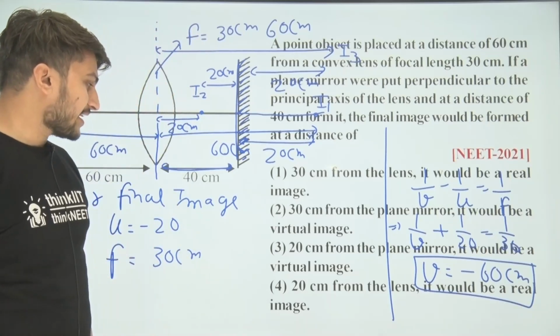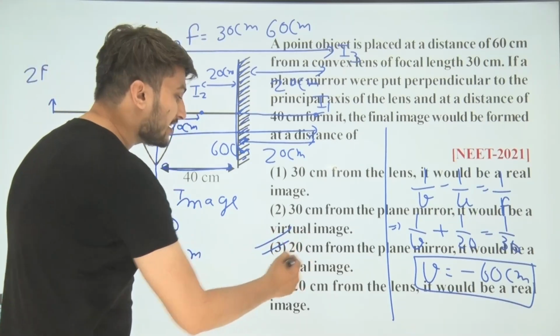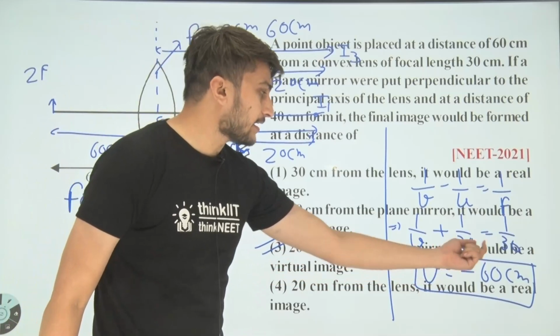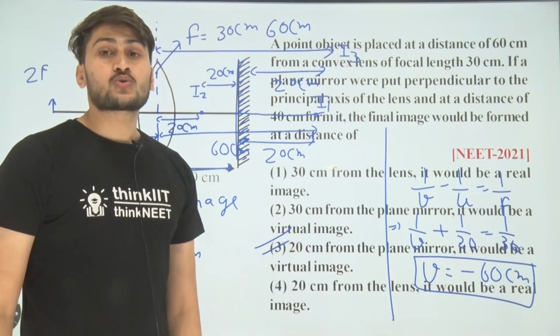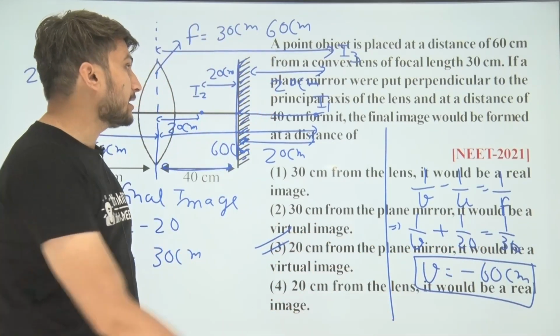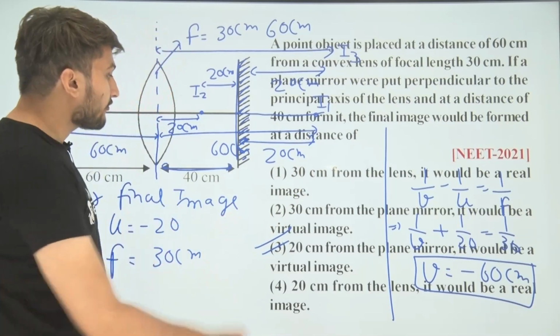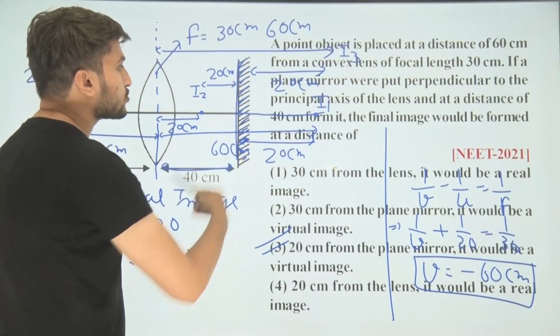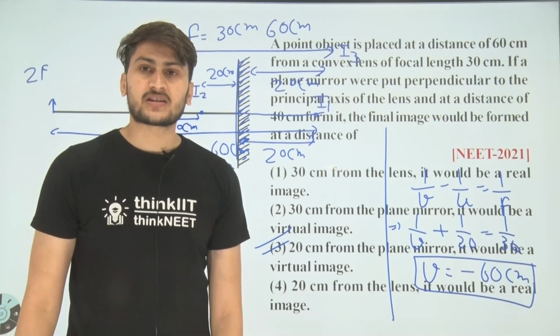So the correct answer is option number 3, which is 20 centimeter from the plane mirror. It would be a virtual image. The distance from the plane mirror is 20 centimeter. So the answer is option number 3.